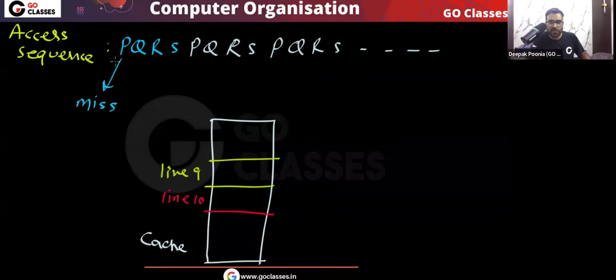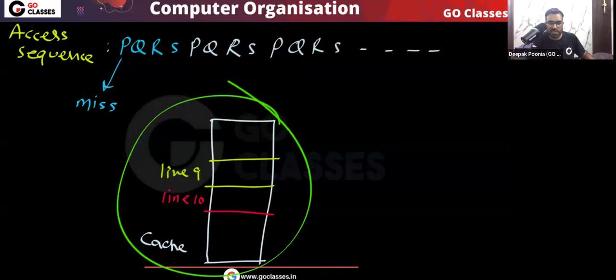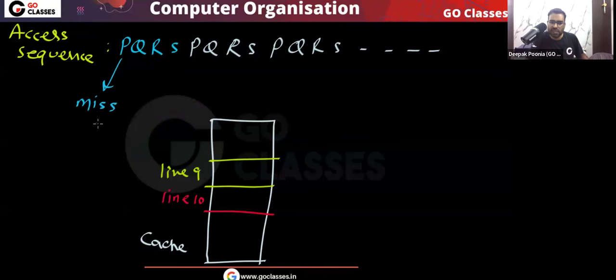Now you notice. First, you can see this P. Initially, the cache memory is empty. When the program accesses this word P, there will be a miss because it is not available in the cache memory. When there is a miss, what do we do? From the main memory, we fetch the block containing P to the cache memory. So we fetch the block containing P comma S, because P comma S belong to the same block. Yes or no?